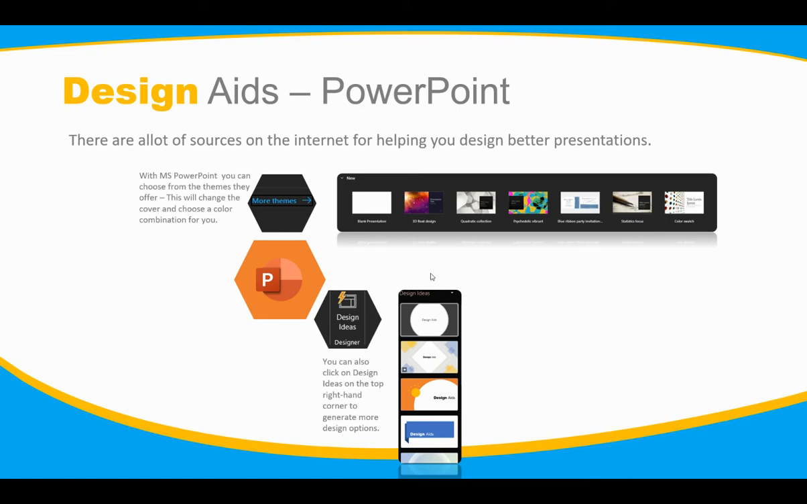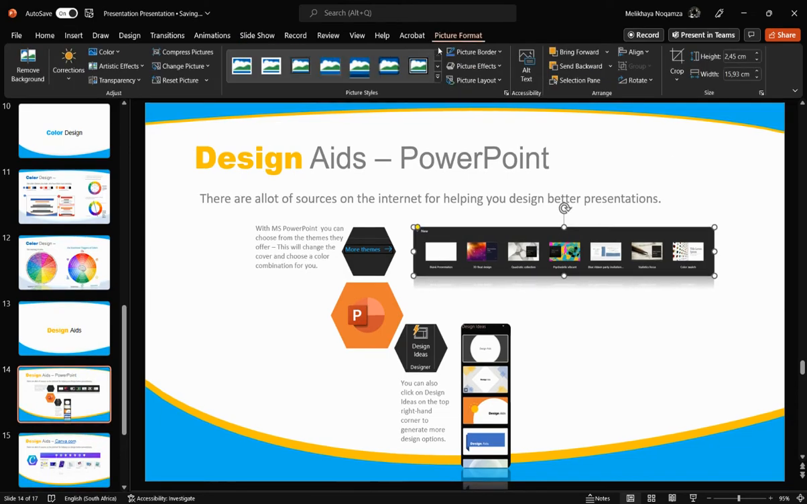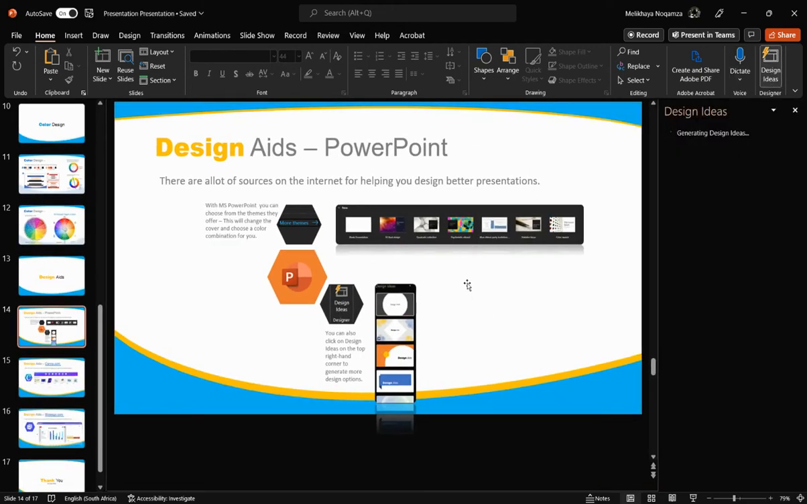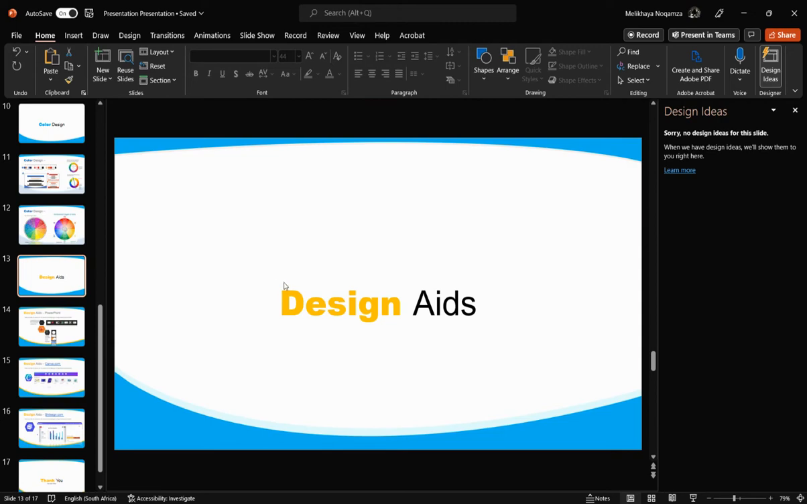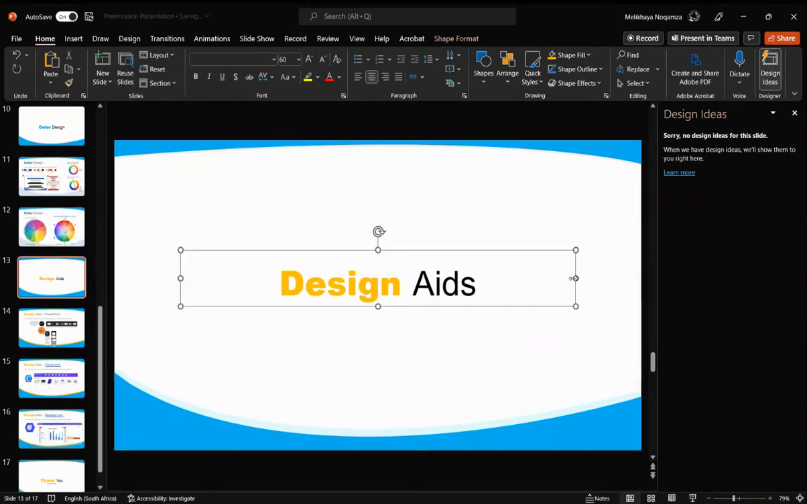So within Microsoft PowerPoint, for example, sometimes it doesn't work in a page that has a lot of elements, but go to Home within your PowerPoint. You can click out of anywhere or just click on the white space so that it doesn't select anything, and try and generate some design ideas. So it says there's no design ideas for this slide. Let's go into another slide that has a little bit less on it. Let's move this up a bit.